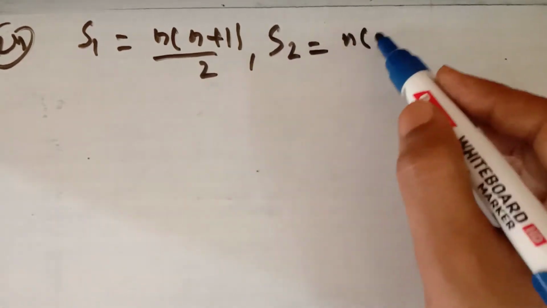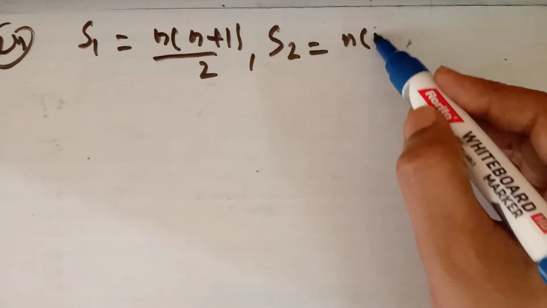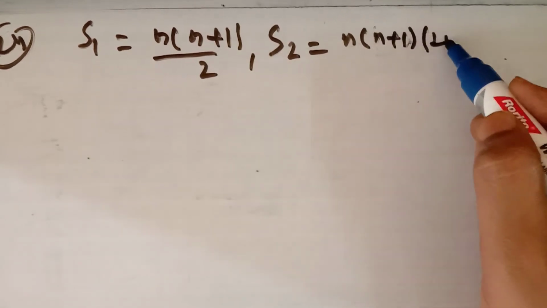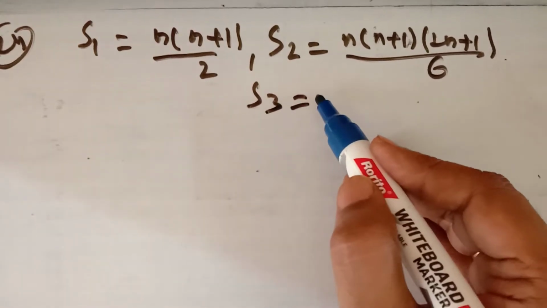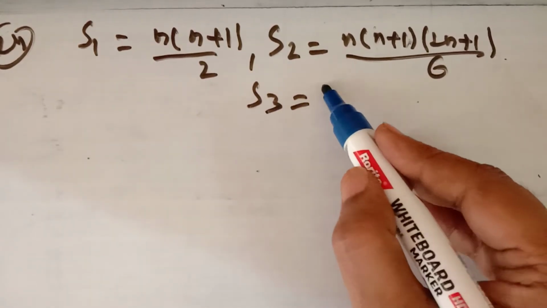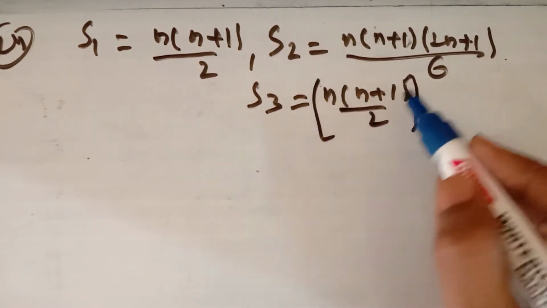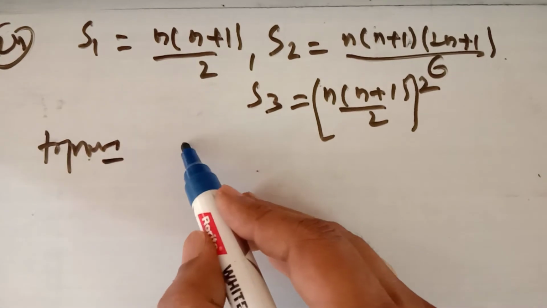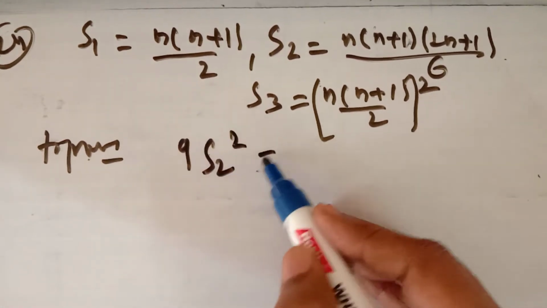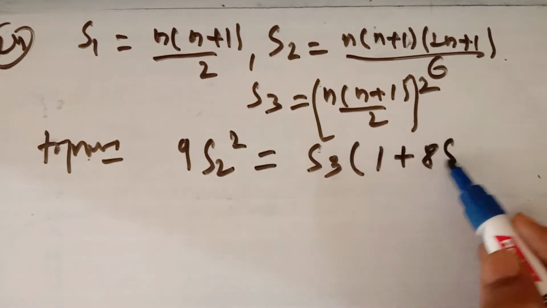S2 is given as the sum of squares of n natural numbers, which is n(n+1)(2n+1)/6. And S3 is given as the sum of cubes of n natural numbers, which is [n(n+1)/2]². And you have to prove that 9·S2² is equal to S3(1 + 8·S1).